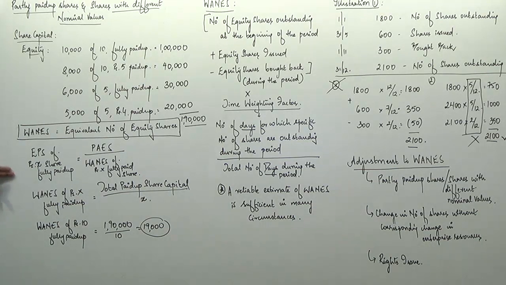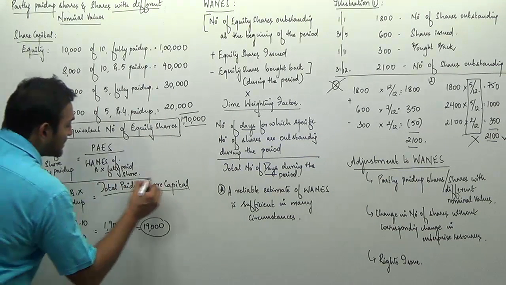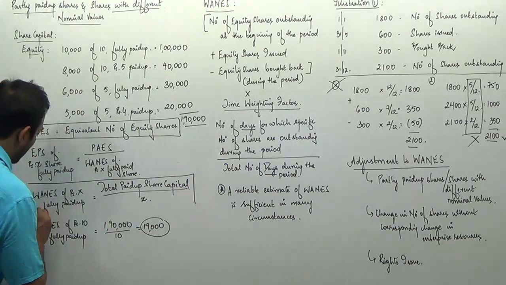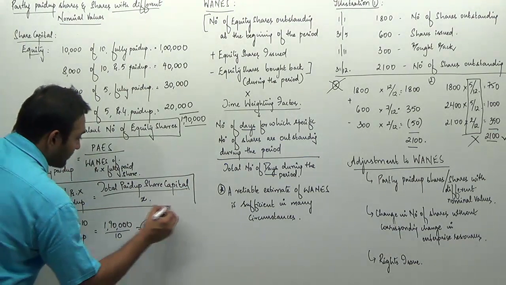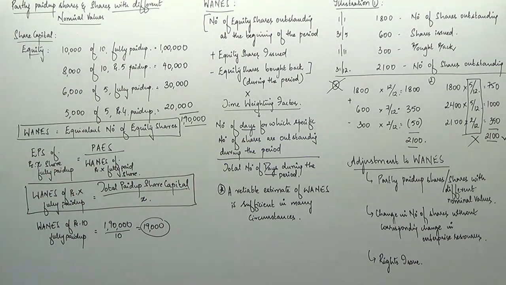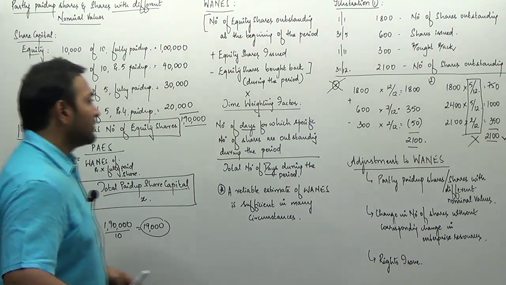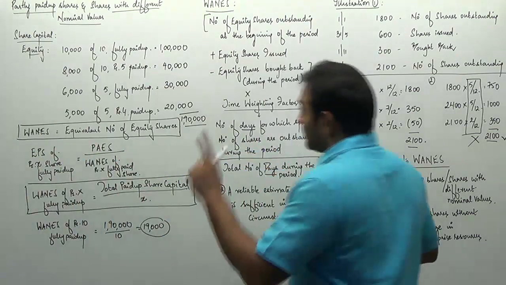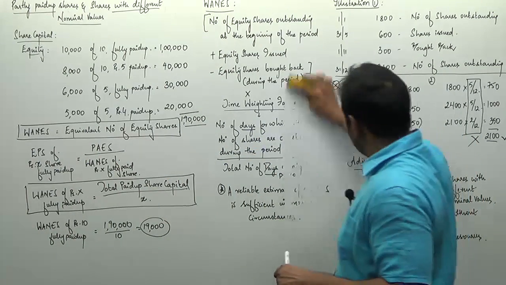To calculate equivalent number of equity shares, I am giving you a formula, that is EPS of weighted average number of equity shares of rupees X each fully paid up is the total paid up share capital divided by X. This is the formula to be adopted in calculating variance when I have different paid up share capitals and different shares of different nominal values. This is the first adjustment.